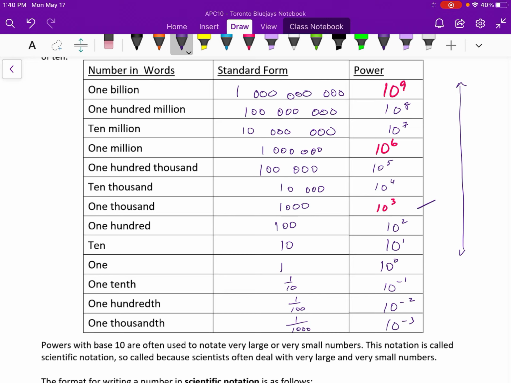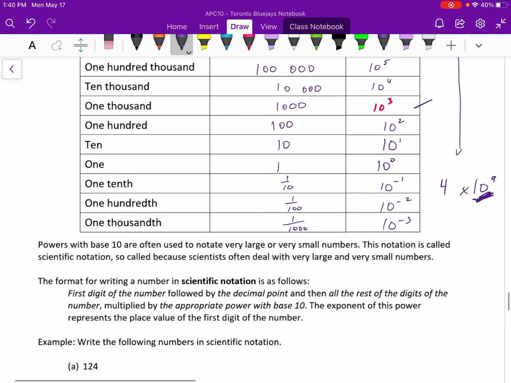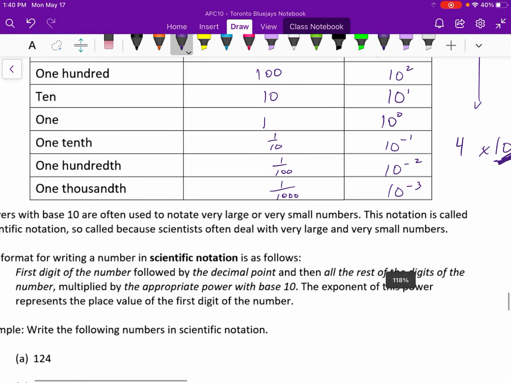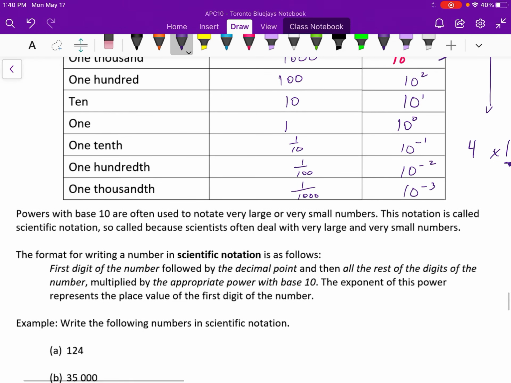This is how we gauge our number system. So for instance, wouldn't it be nice if I was worth this much money? Now looking at this, that means a billion. 4 times a billion is 4 billion. That's what I wish. All right, powers with base 10 are often used to denote very small or very large numbers. It's called scientific notation.